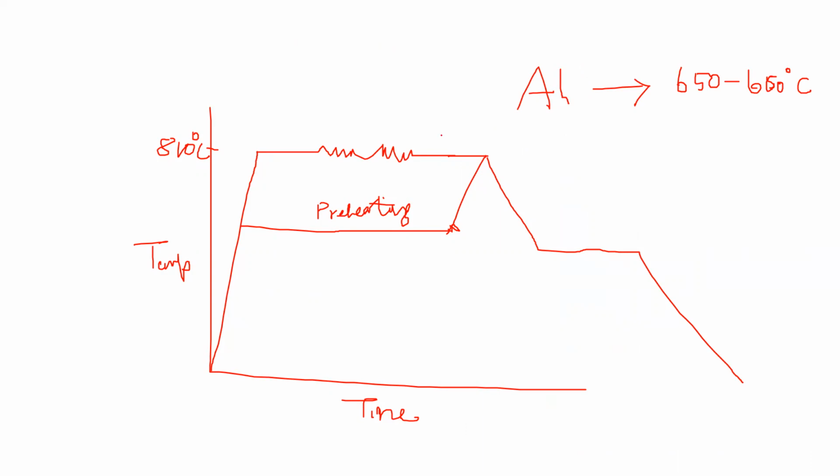In this process, we heat the material above 700 or 800 degrees Celsius so that we get a homogeneous mixture of the molten material. After that, while melting the aluminum, we also heat the reinforcement particles in the preheater.